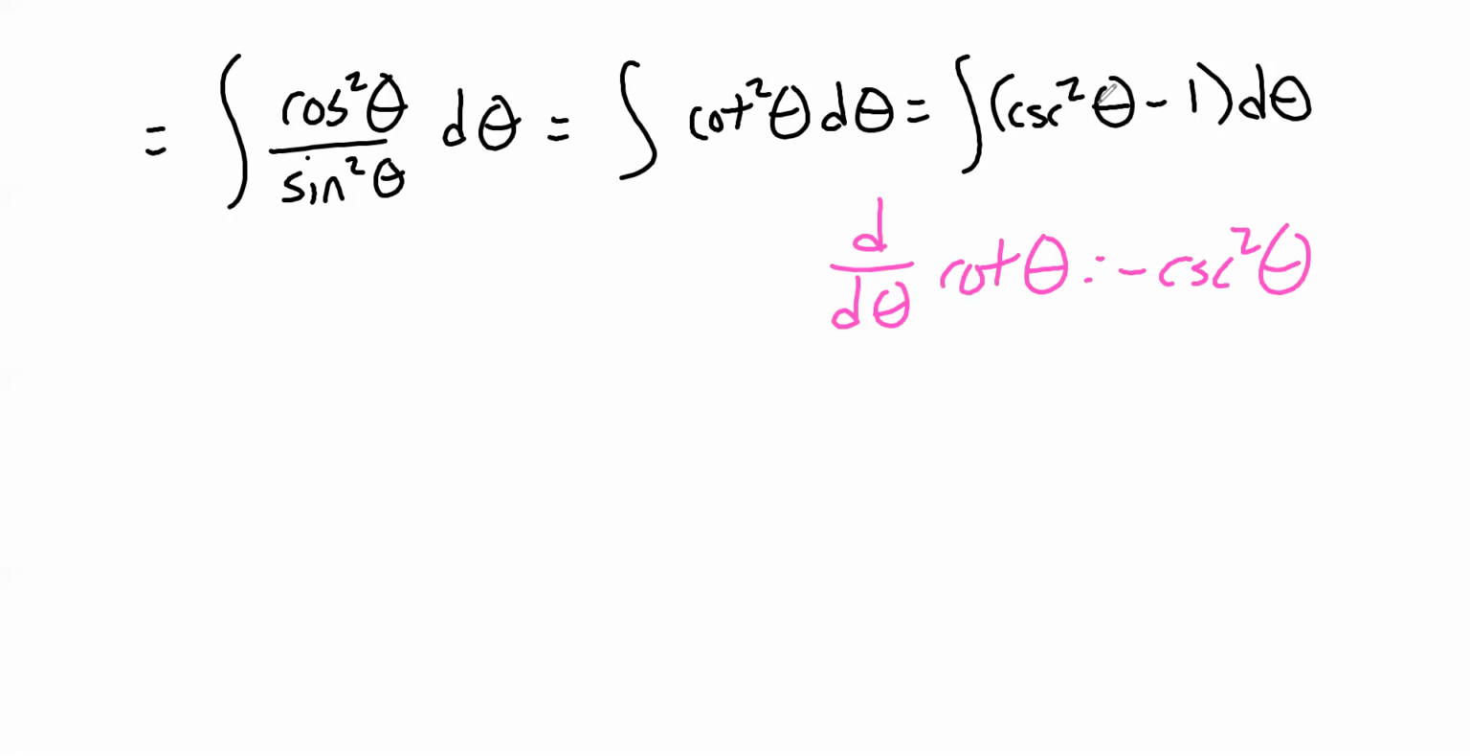It is off by a negative sign. That just means we can put a negative on both sides to get rid of the negative over there. That tells us that the derivative of negative cotangent theta is cosecant squared, which means the integral of cosecant squared is negative cotangent theta. And of course, the integral of 1 will just be theta.